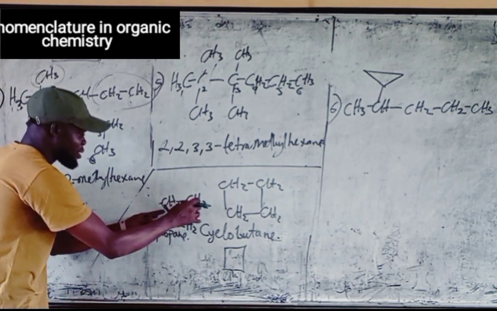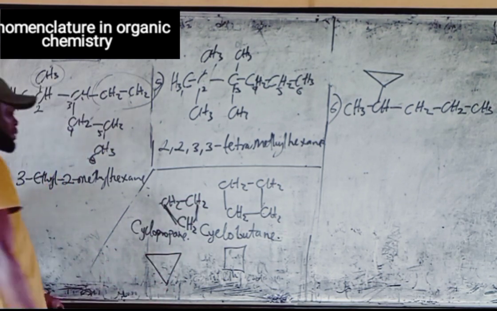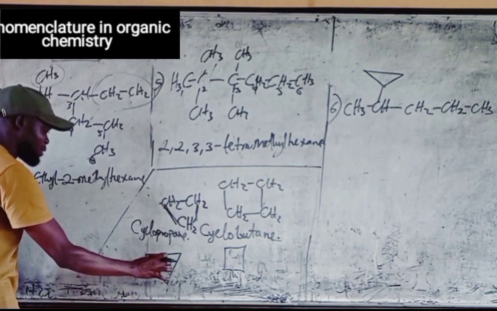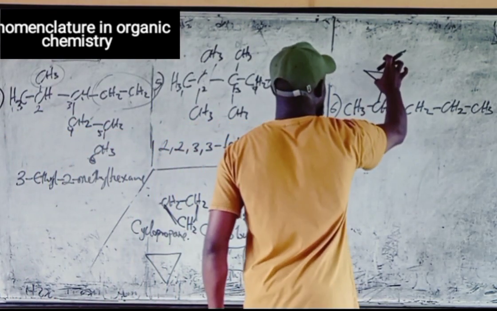Then, for me to write it, I cannot place the sum of lines. I'll do it this way, and it will be like a triangle. So anytime you see a compound that looks like a triangle, it's called cyclopropane. So this one is called cyclopropane.